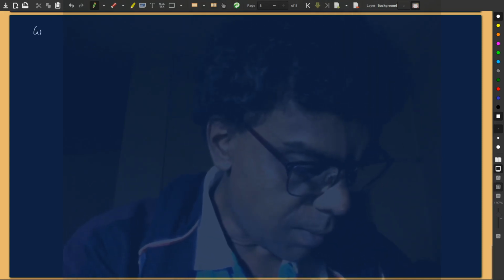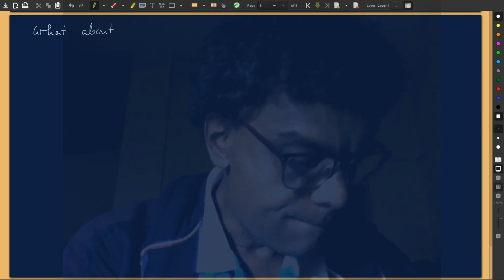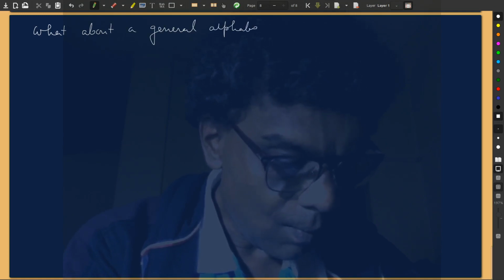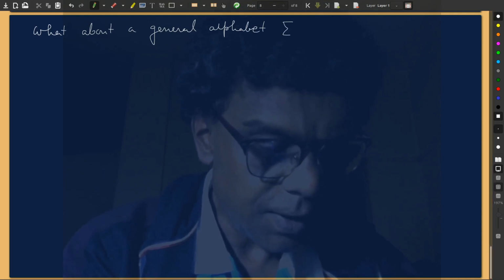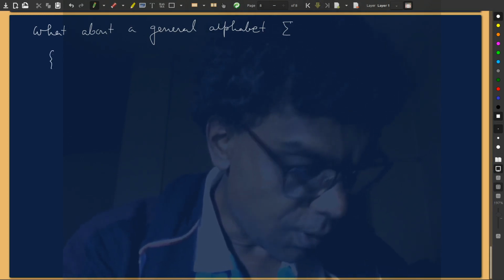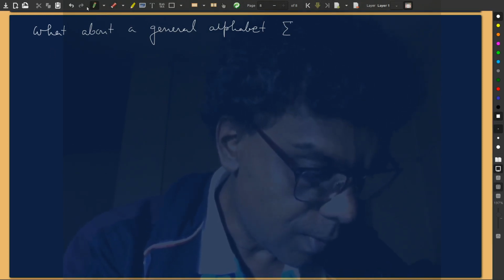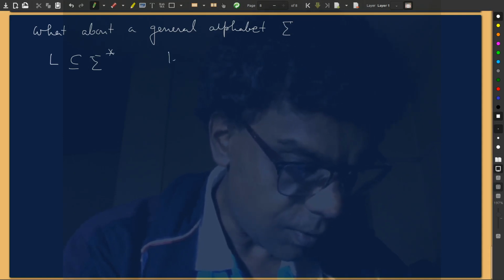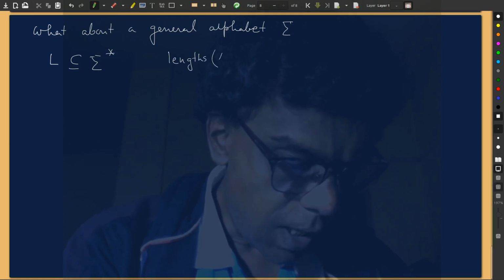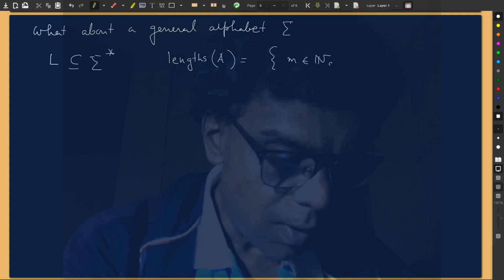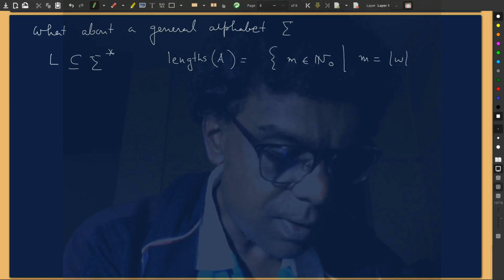So I may ask the same question. So what about a general alphabet, sigma, not necessarily unary? Then we can easily see that this theorem is not true. For example, let's say L is in sigma star, and I am talking about this set, lengths A, to be the set of all m in N0 such that m is the length of some string w in L.